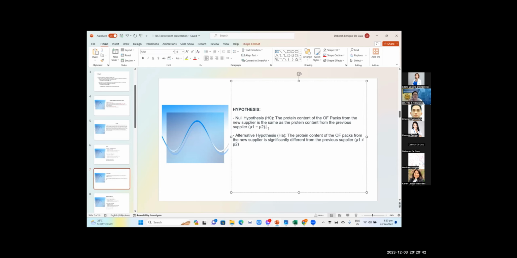The mean of the first group is the same as the mean in the second group. And for the alternative hypothesis, we wanted to find out if there is a significant difference between the protein content of the two groups.